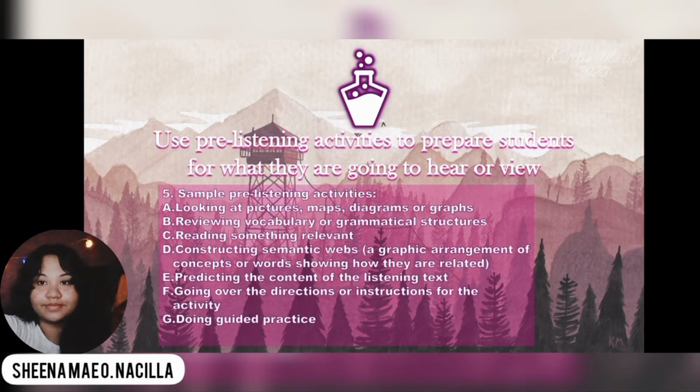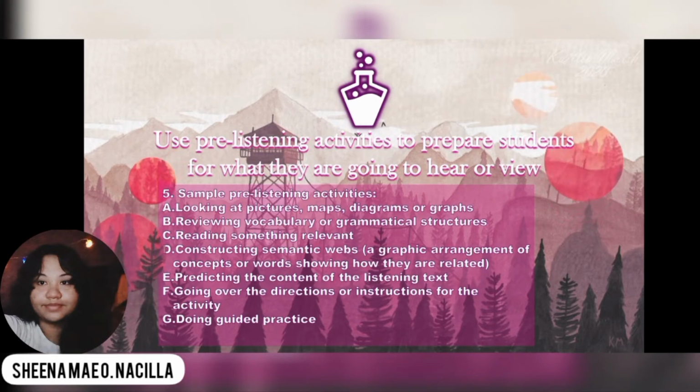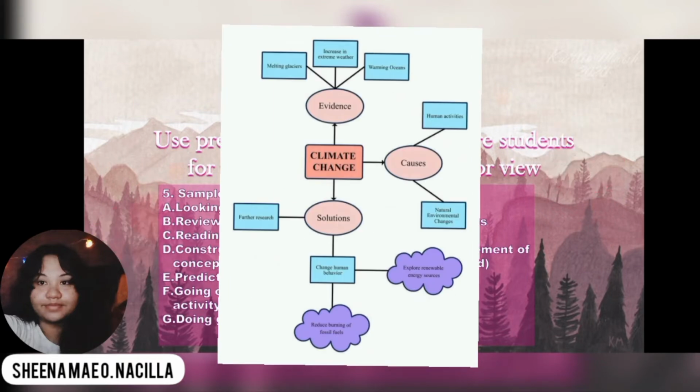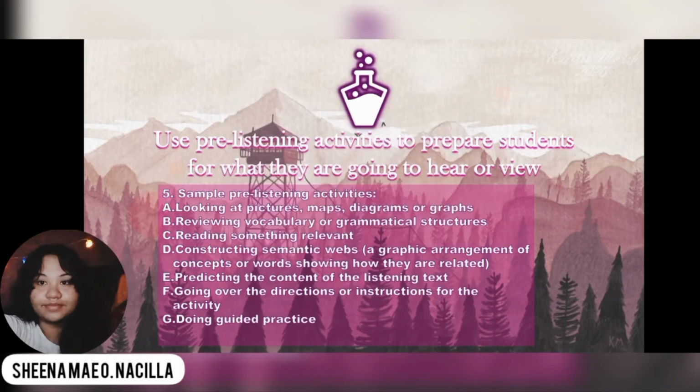So, here are some examples of pre-listening activities. First is looking at pictures, maps, diagrams, or graphs. Through pictures, you could ask the students their opinions on what will happen in the story.